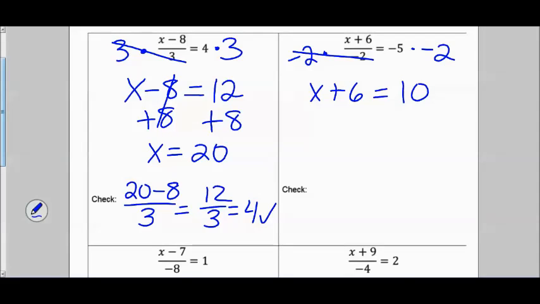Now we have a one-step equation. We have x plus 6 is equal to 10. So to get rid of the plus, we're going to subtract. And we're going to subtract 6 from both sides. When we do that, we get x is equal to 4.